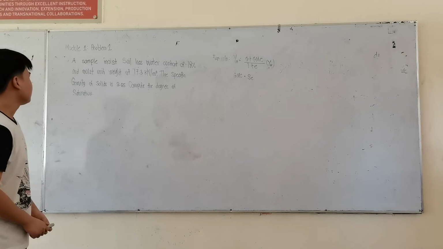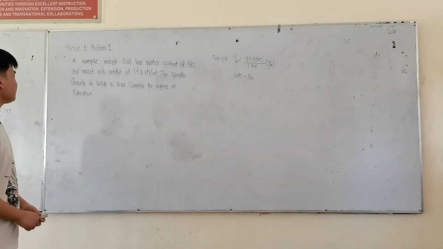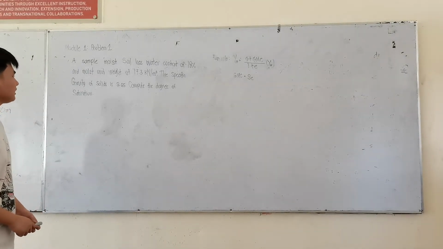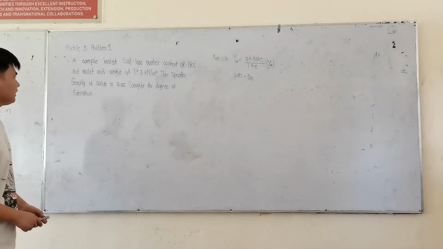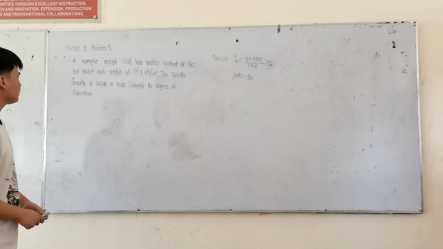Module 1, Problem 1. A sample of moist soil has a water content of 18% and a moist unit weight of 17.3 kilonewton per meter cube. The specific gravity of soil is 2.65. Compute the degree of saturation.